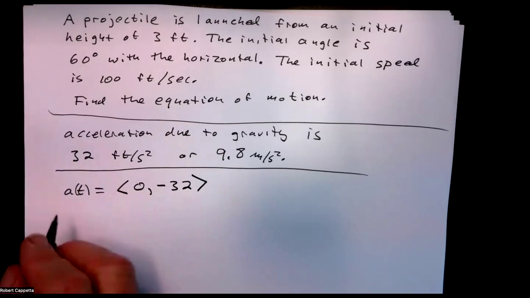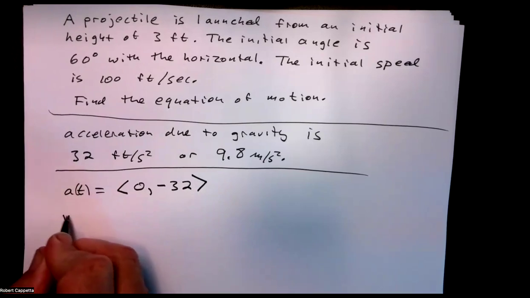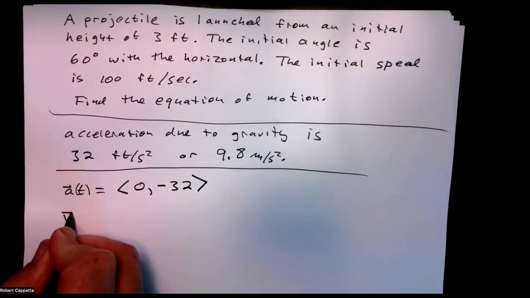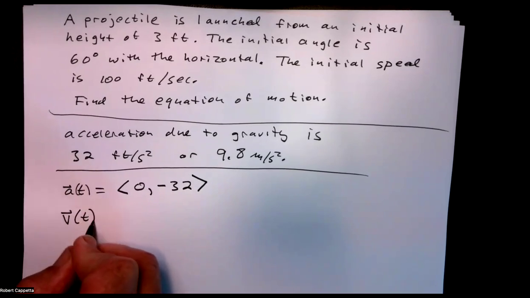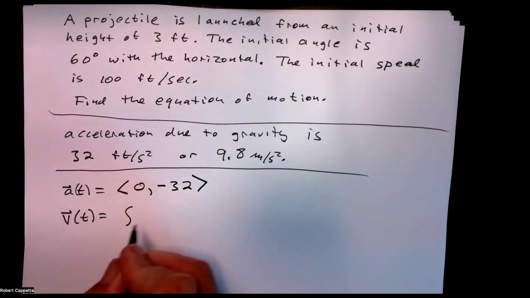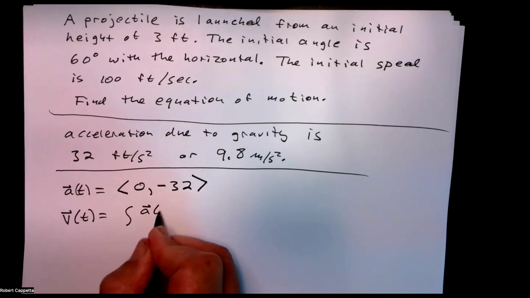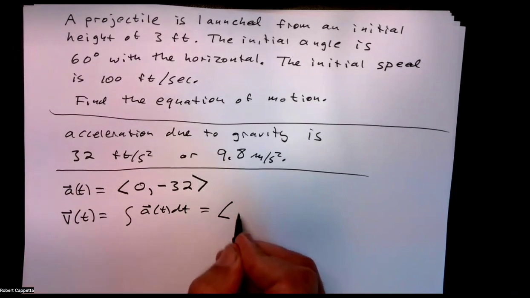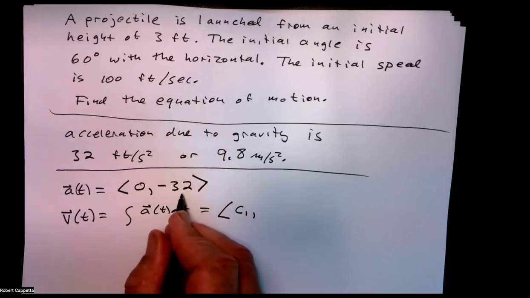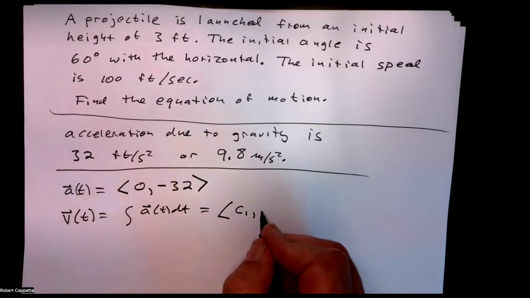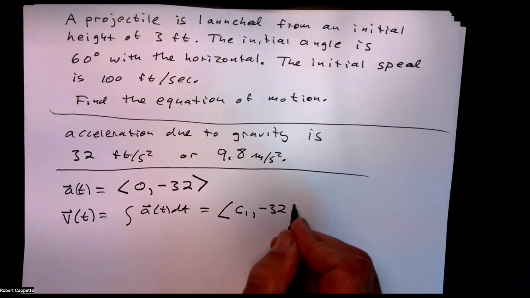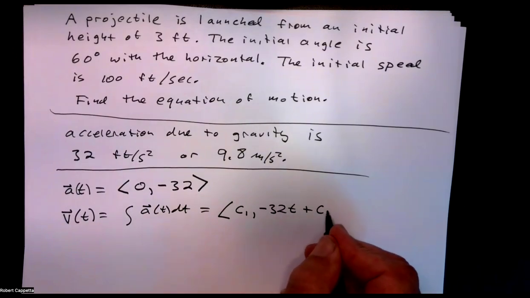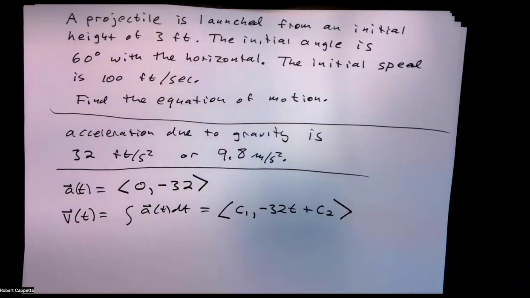We want to go from the acceleration to the velocity. So we know velocity prime is acceleration. So velocity would be the integral of the acceleration vector. The integral of 0 is just some constant c1. The integral of negative 32 is negative 32t plus c2. And then our goal next is to find out what c1 and c2 are going to represent.